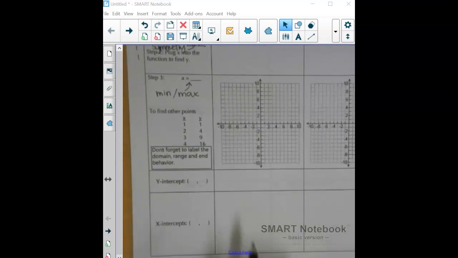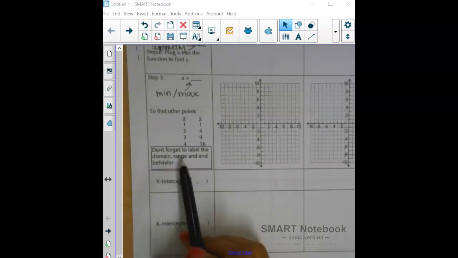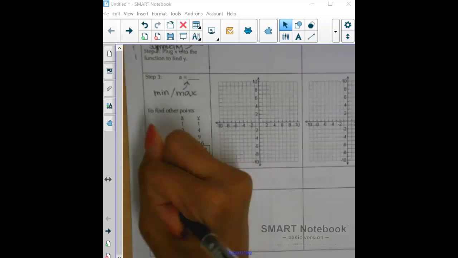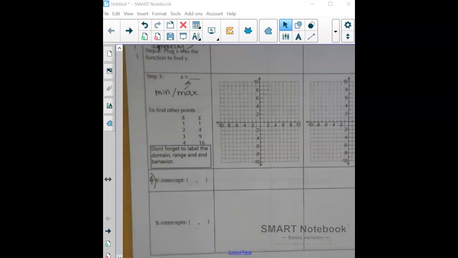I'm going to scroll down a bit. We are going to label domain, range, and end behavior. We're not going to worry about that now. I'm just going through the steps. Step 4, which I'm going to label here, is your y-intercept.